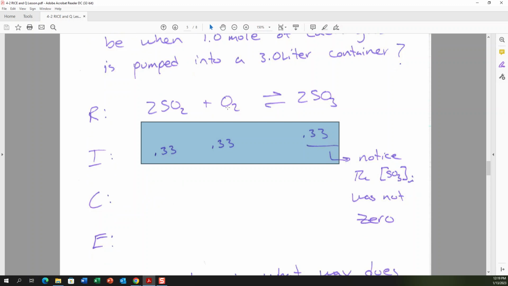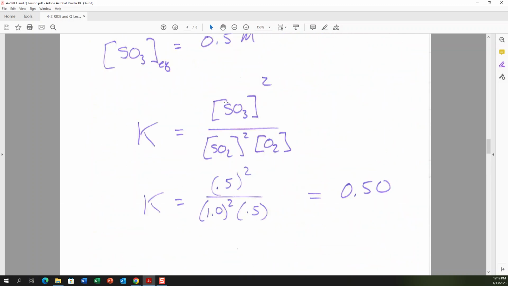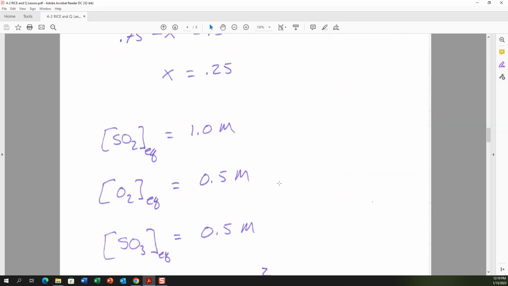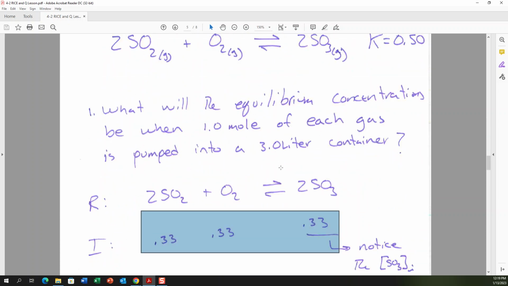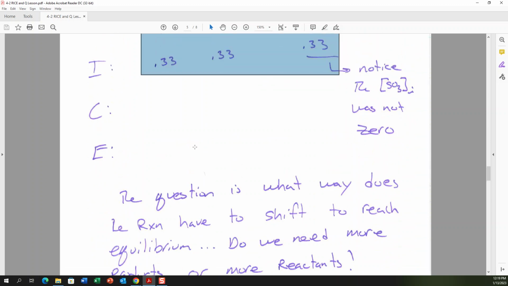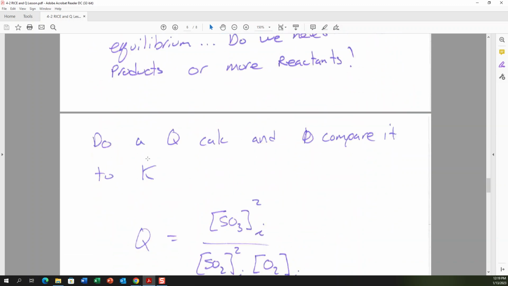Okay? If we go back to the original problem, the original RICE chart, I know that it's minus on this side because this is 0. And so the reaction has to shift to the right to reach equilibrium. All right, so now let's go back to this scenario. So when you're trying to figure out which way the reaction is going to shift to reach equilibrium based on the position you're at right now, that's when you do a Q calculation. You do a Q calculation and you compare it to K.